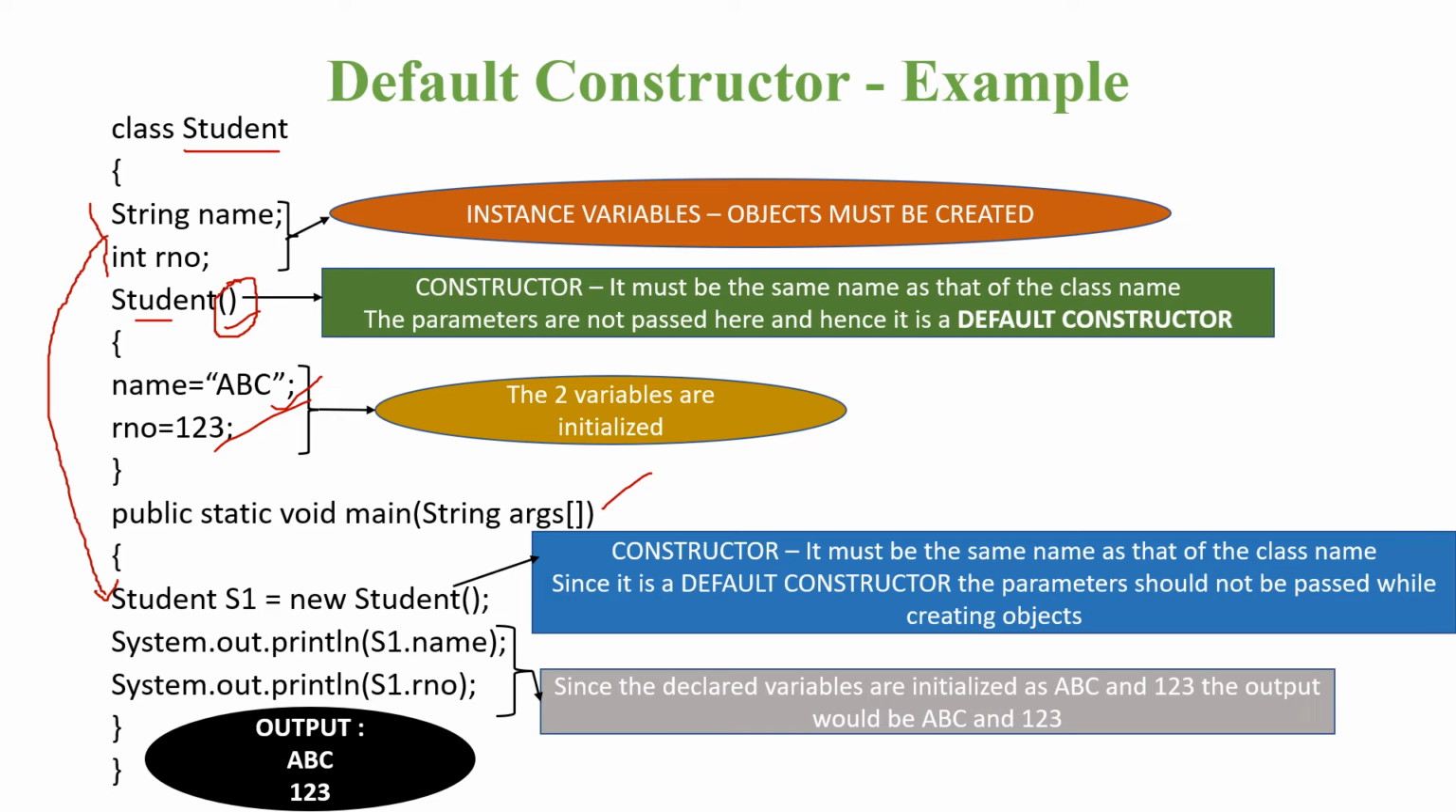So what is the syntax for creating an object? Class name, object name equal to new constructor. The class name is Student, s1 is the object name, it can be anything, and it is equal to the new keyword and the constructor, which is nothing but Student.